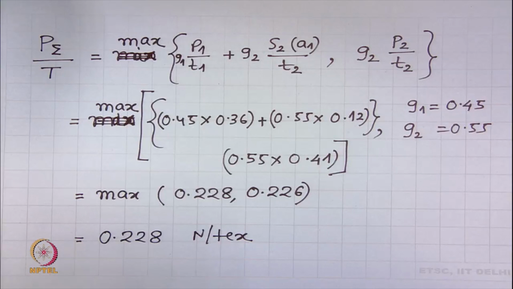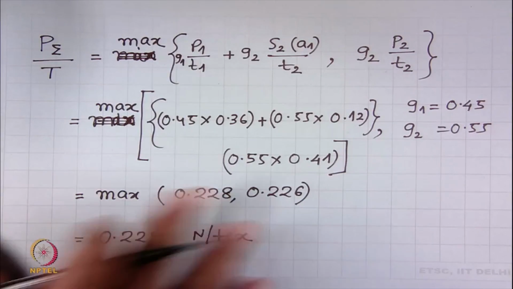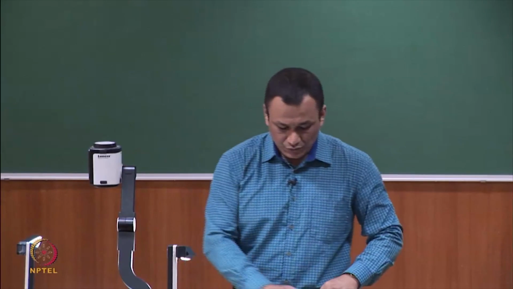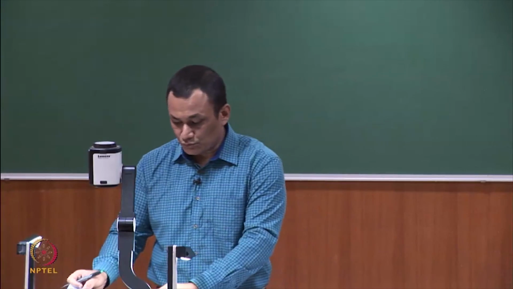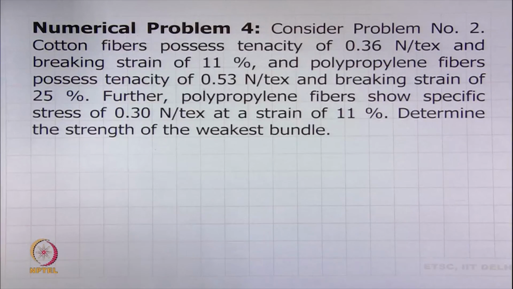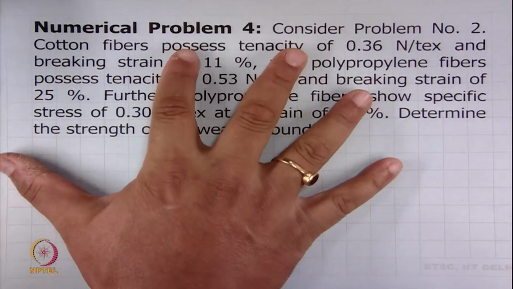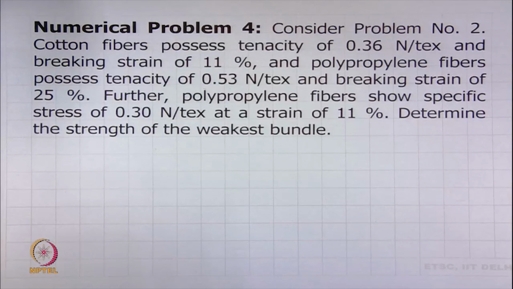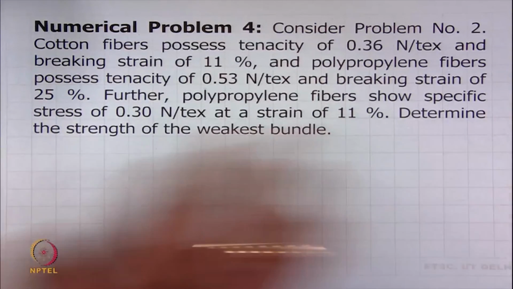Now, we will discuss another numerical problem, the fourth one, which is basically an extension of problem number 2. If you remember, in problem number 2 in this module, we calculated bundle tenacities when cotton and polypropylene fibers of given data were blended at different proportions. In this particular problem, what is asked is to determine the strength of the weakest bundle.